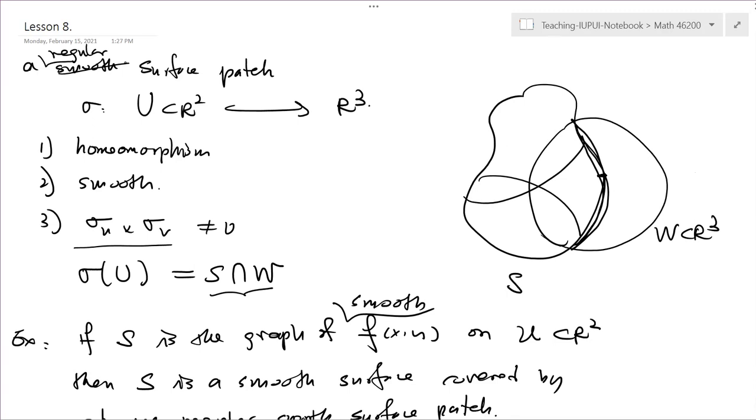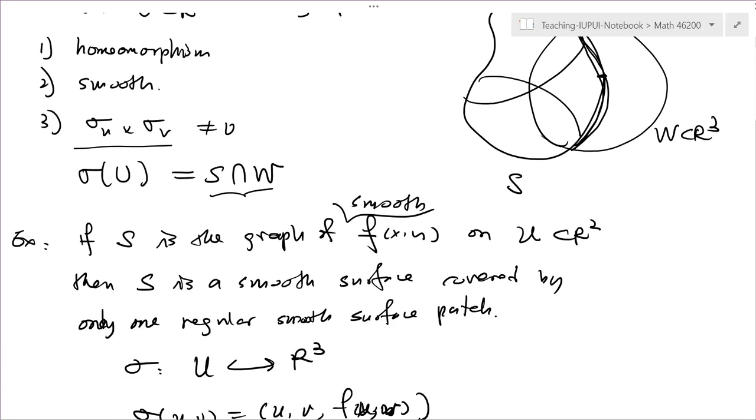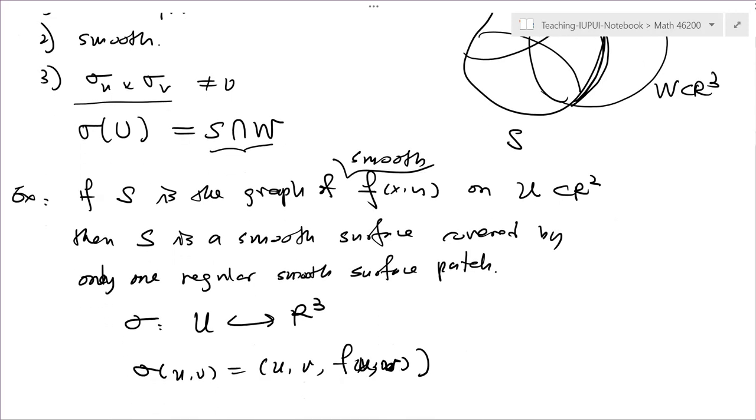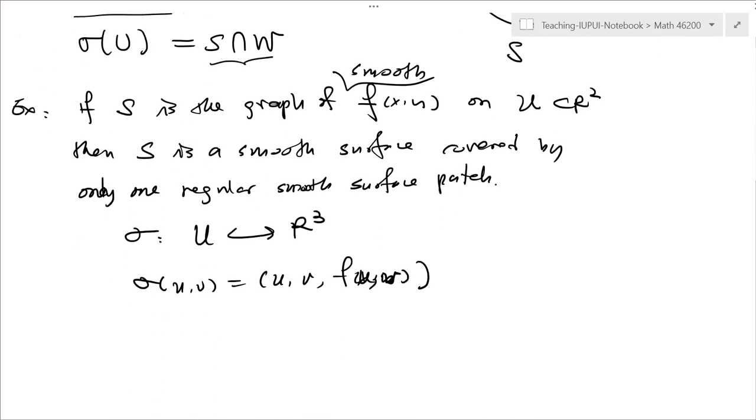Now, if the set S is covered by regular surface patches, then this is called a smooth surface. The graph of a smooth function is always a smooth surface covered by only one regular surface patch. You don't need to mention smooth.